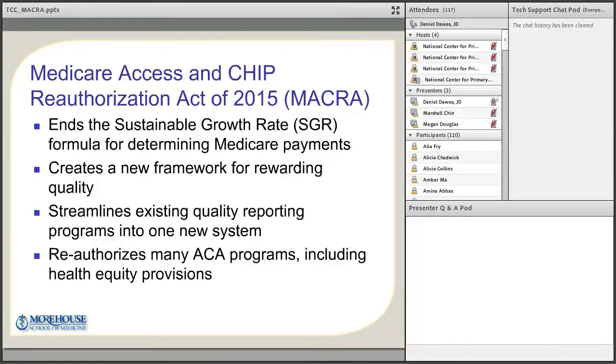And it actually replaced it with this new system that we're going to talk about. It also creates a new framework for rewarding quality, and it streamlines or combines existing quality reporting programs into one new system. And then, like we mentioned earlier, it reauthorized many of the health equity related provisions in the Affordable Care Act, which we were pleased.